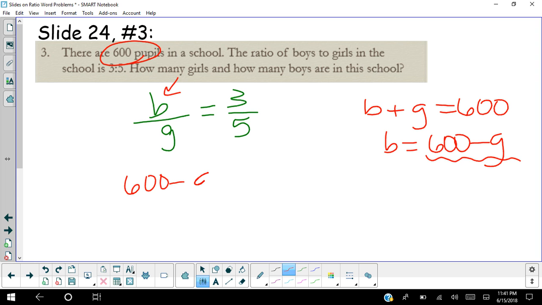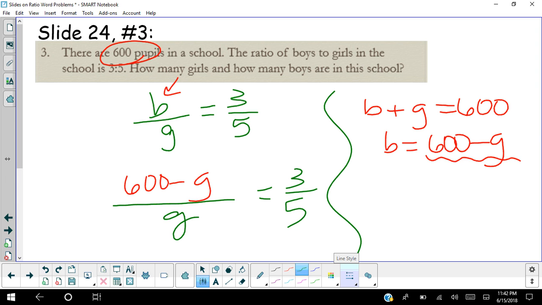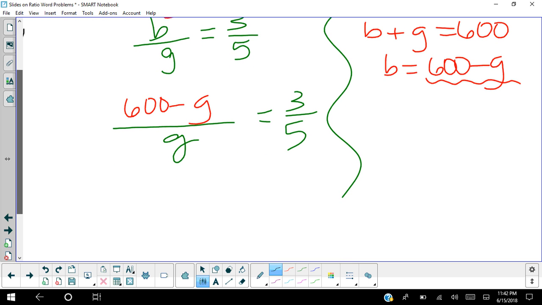So (600 − g)/g is equal to 3/5. I'm going to divide this out so you don't see that. Okay, this again is a situation where you could cross multiply, because you have one fraction on the left equal to just one fraction on the right. But I'm going to show you the system of clearing out fractions in your equations, where you multiply by the least common denominator.